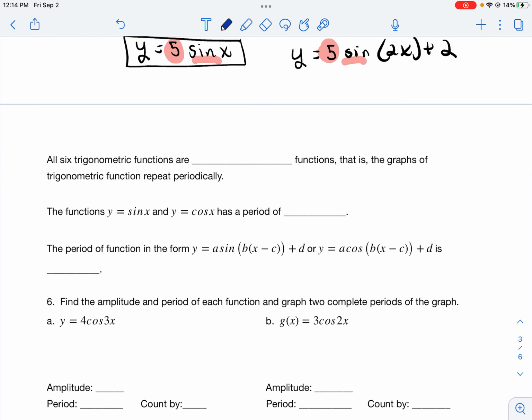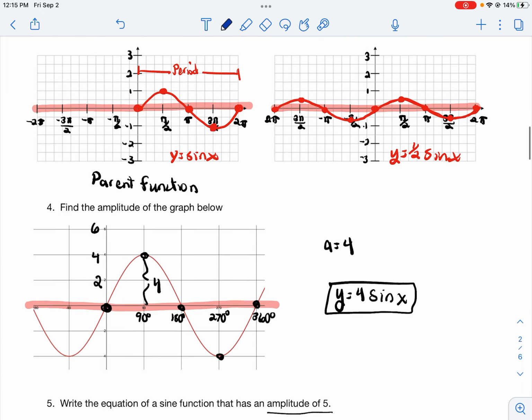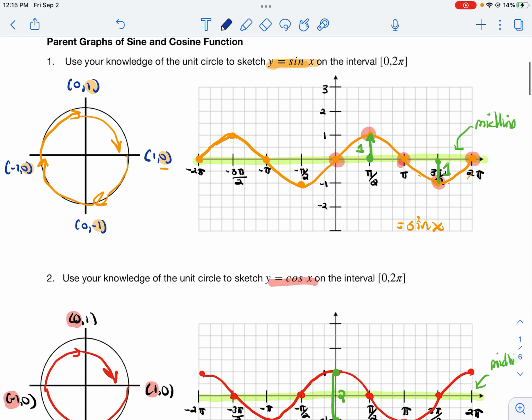Okay, all 6 trigonometric functions that we'll be learning in this chapter are what we call periodic functions. In fact, the name of this unit is periodic functions. That is, the graphs of the trigonometric functions repeat periodically. For the functions y equals sine of x and y equals cosine x, the period is 2 pi, as we observe from these parent graphs.